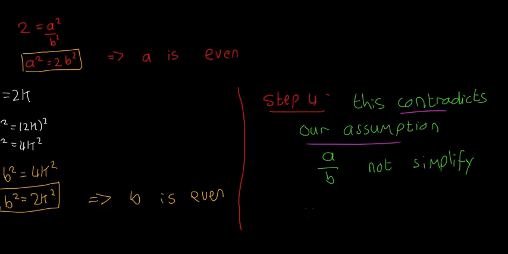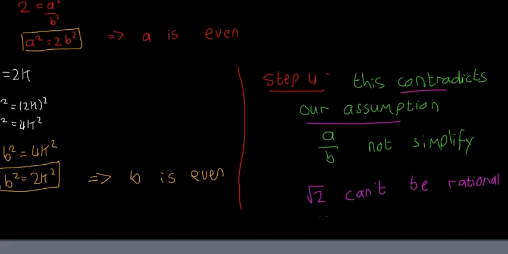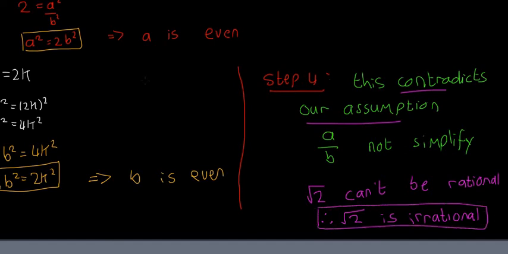So that means the square root of 2 can't be rational, and then just our final bit will say, therefore the square root of 2 is irrational. I'll just put a box around that. So that's the end of the proof.